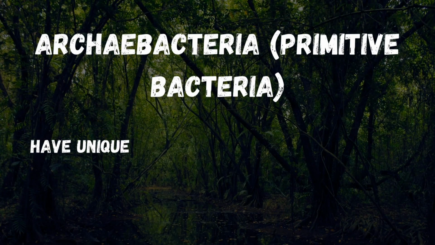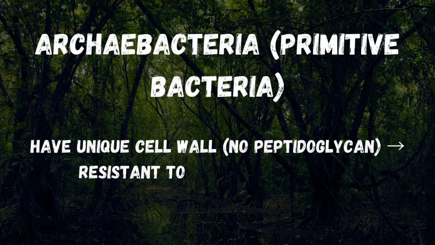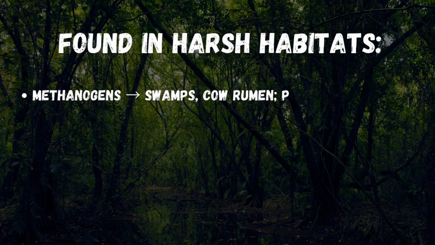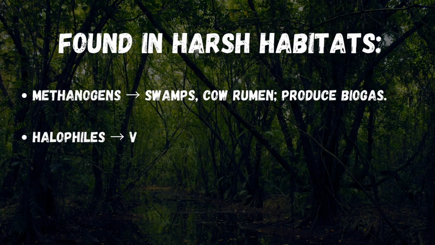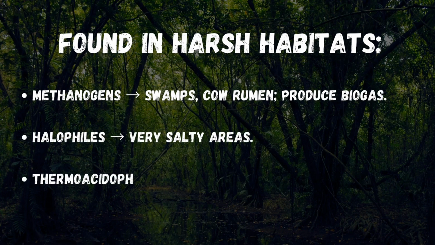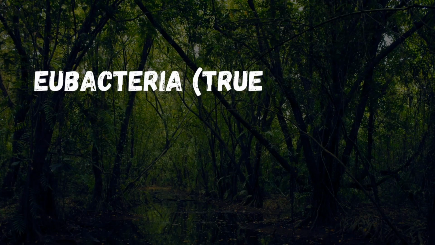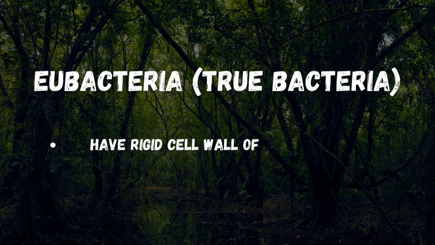Archaebacteria have a unique cell wall and are resistant to extreme conditions. Those found in harsh habitats: methanogens, found in swamps and the rumen of cows, produce biogas. Halophiles are found in very salty areas, and thermoacidophiles are found in hot springs. Eubacteria have a rigid cell wall of peptidoglycan.